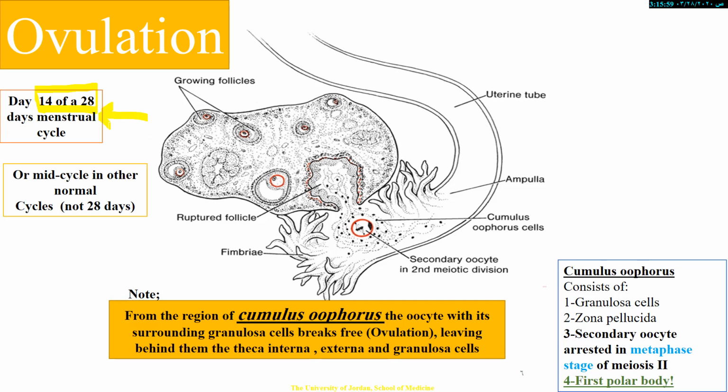So on day 14 of the menstrual cycle, ovulation would take place. The cumulus ovoris would leave the Graafian follicle free, and it would be caught by the fimbria of the infundibulum.